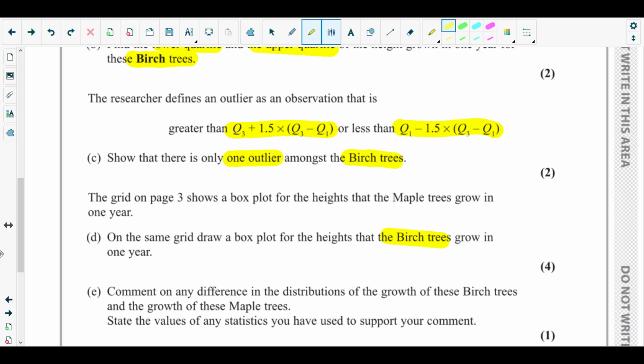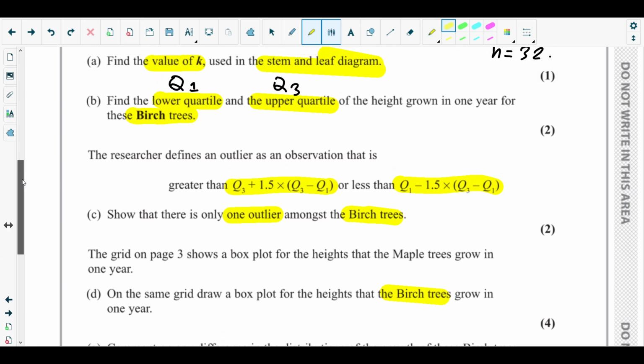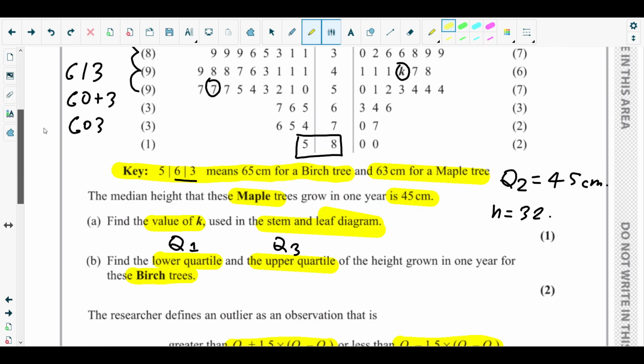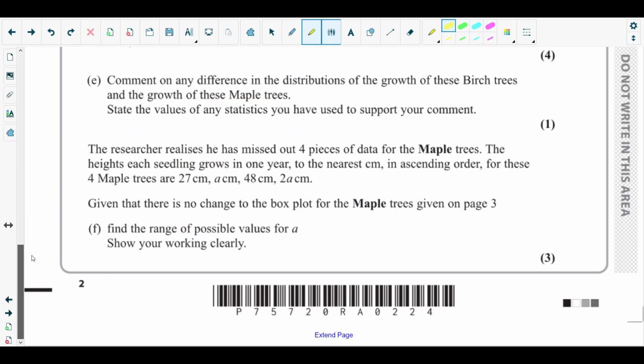For drawing a box plot, the concepts of box plot you have learned in chapter 3, representations of data. In a box plot, we represent the quartiles, range, and outliers. So we have all the quartiles, we know the outliers, we know the range. So we just need to draw the box plot.